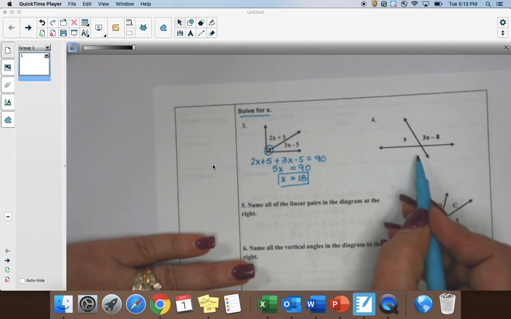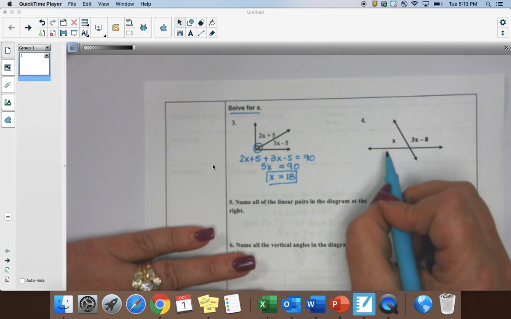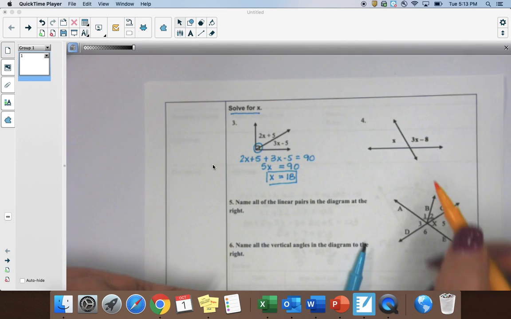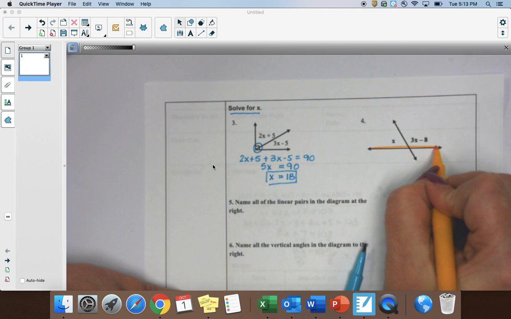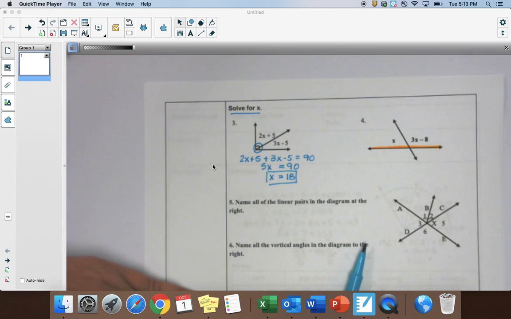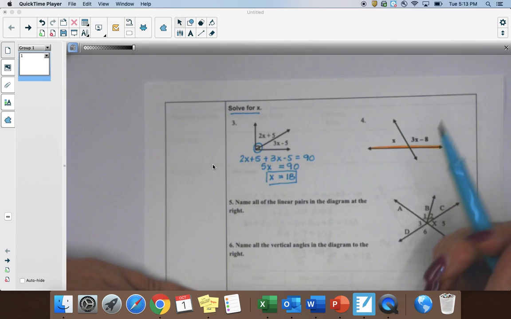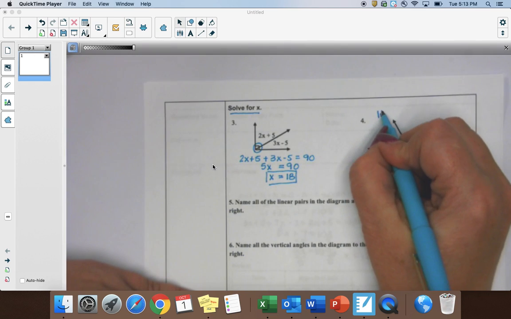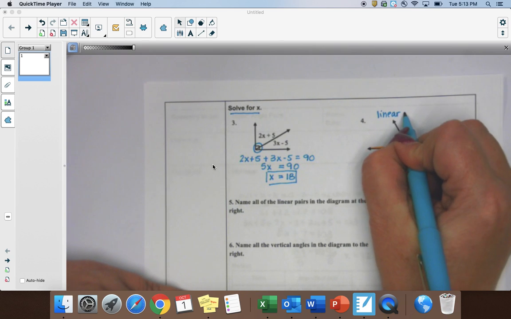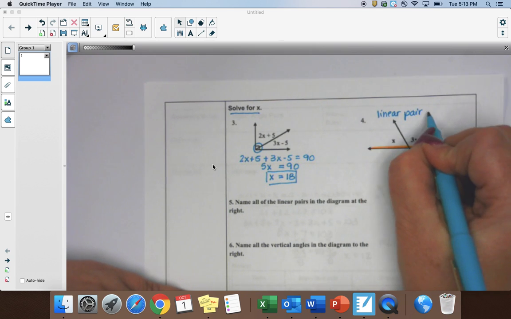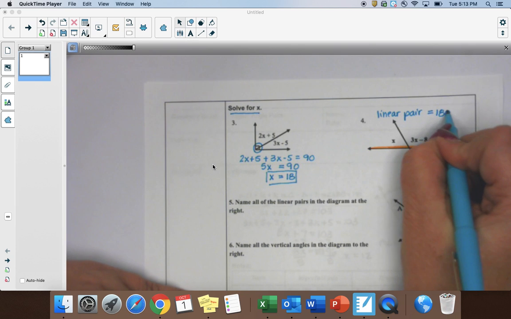This set of angles right here, they are supplementary. We can tell that because they form a straight line. This is called a linear pair. Remember that we have a linear pair as adjacent angles that form a straight line. And so these two form a straight line. They are a linear pair. And a linear pair adds up to 180 degrees.